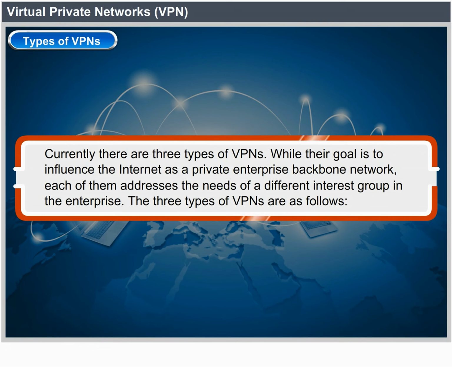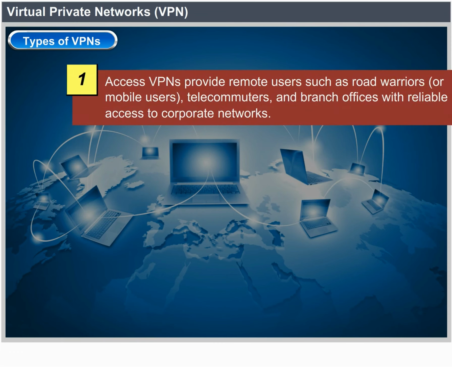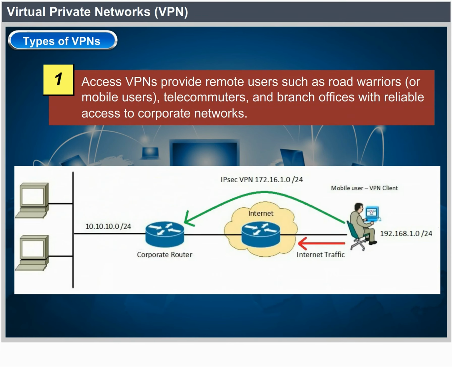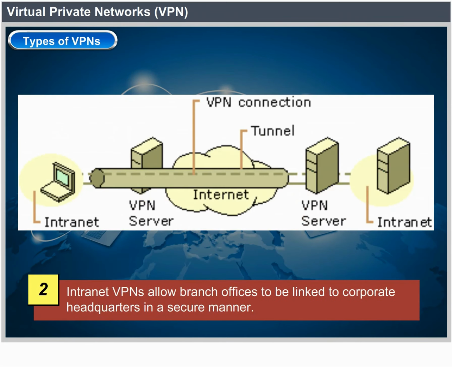Access VPNs provide remote users such as road warriors or mobile users, telecommuters, and branch offices with reliable access to corporate networks. Intranet VPNs allow branch offices to be linked to corporate headquarters in a secure manner. Extranet VPNs allow customers, suppliers, and partners to access the corporate intranet in a secure manner.